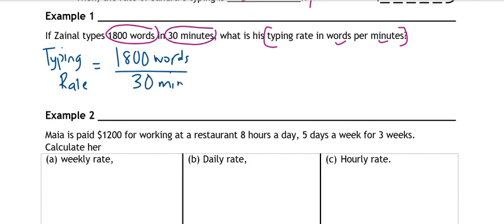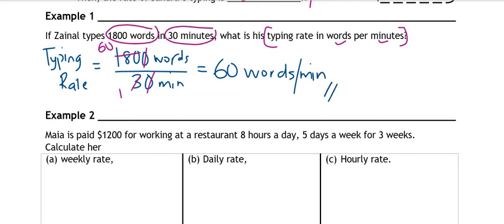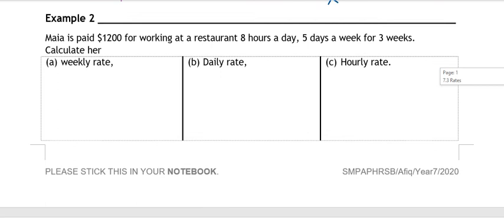But here you have to make sure that the second quantity must be in units, so you have to simplify this until you get quantity over 1. So 180 divided by 3 should be 60. So your answer will be 60 words per minute. So that's for the first one. Okay, right, so let's move on to the next example.